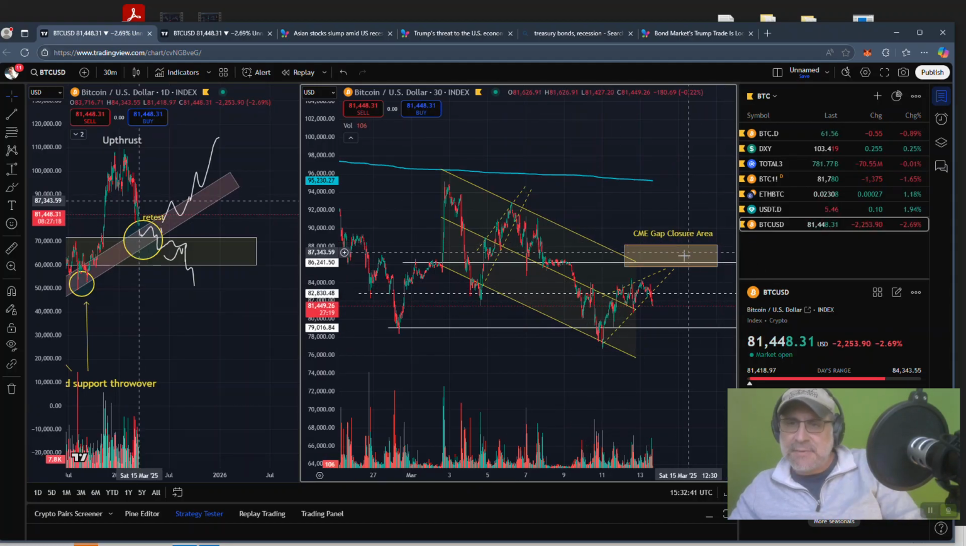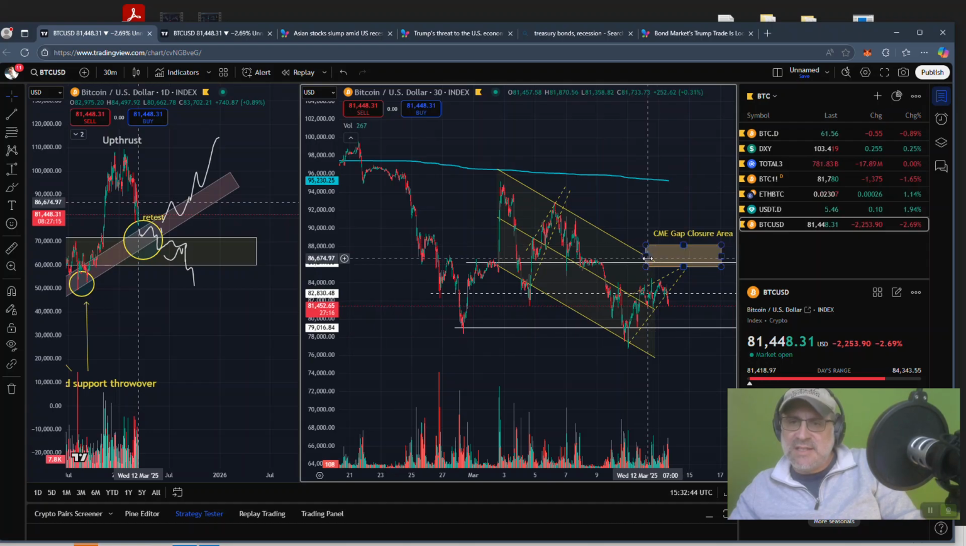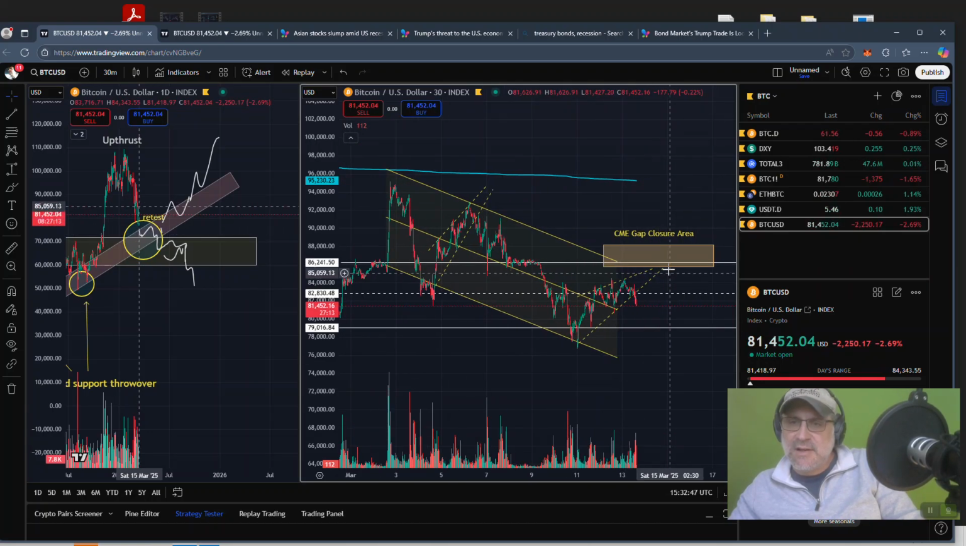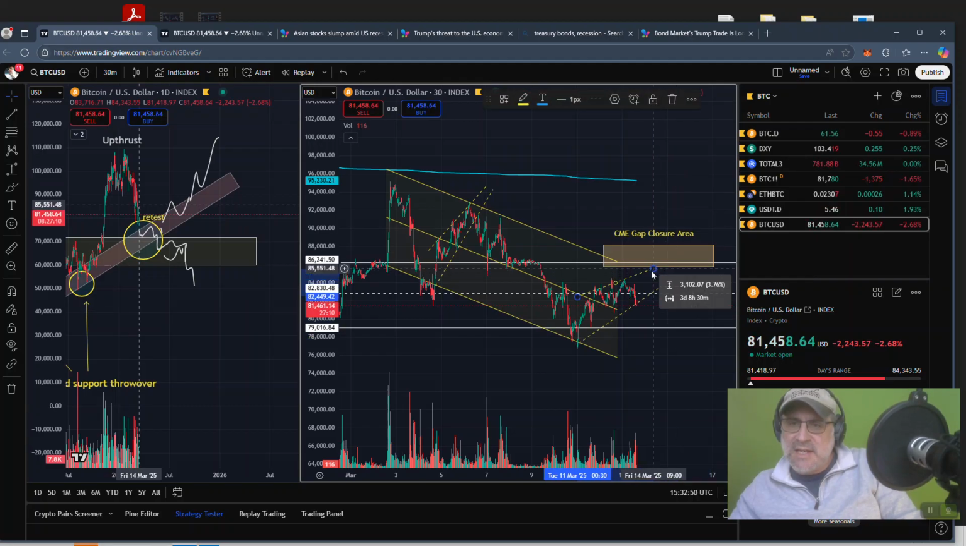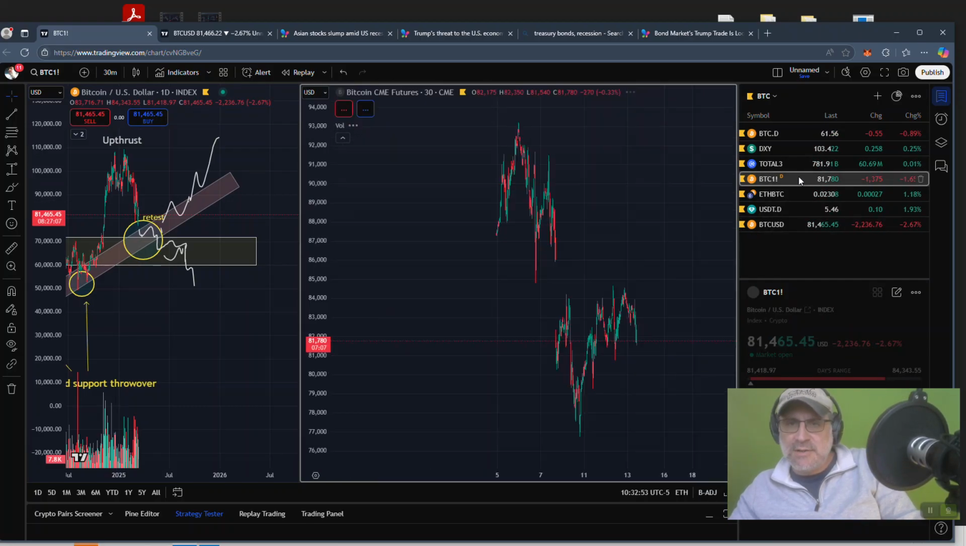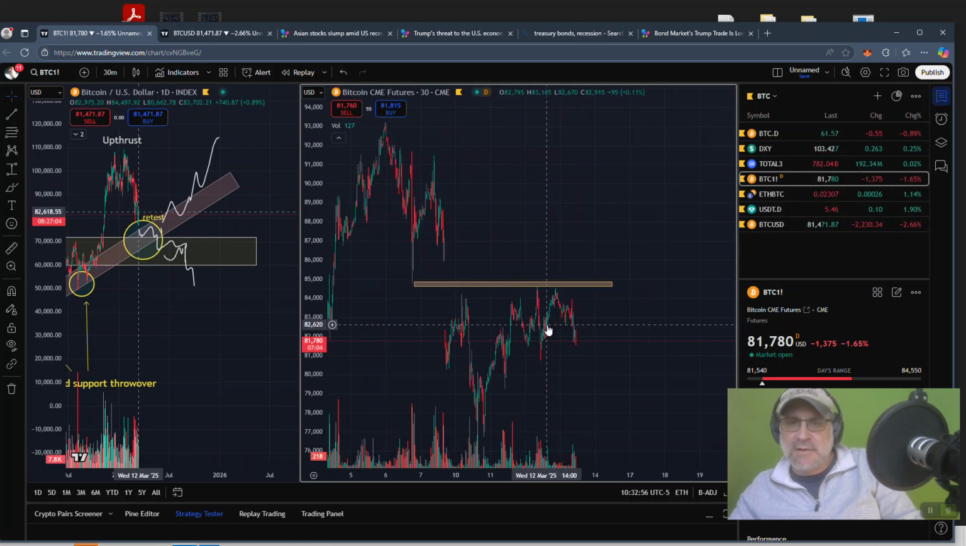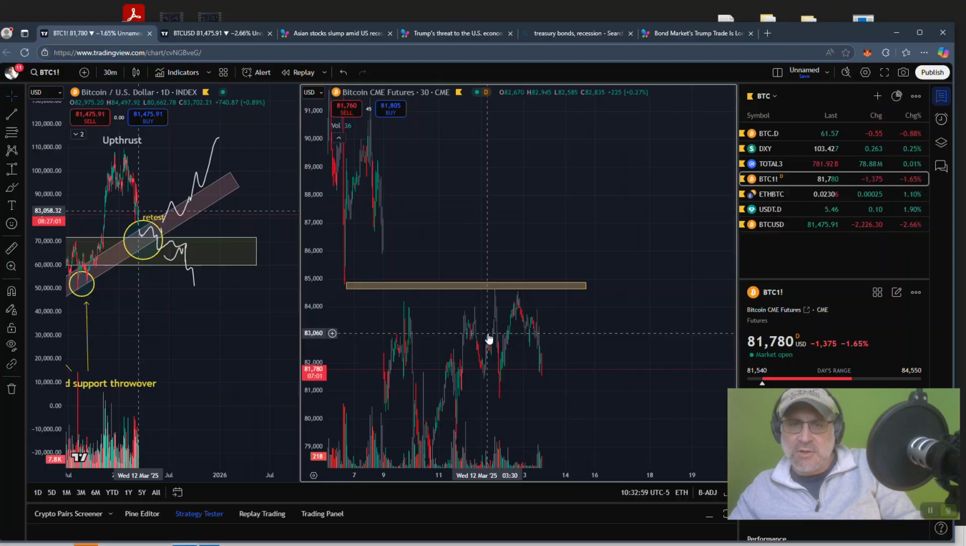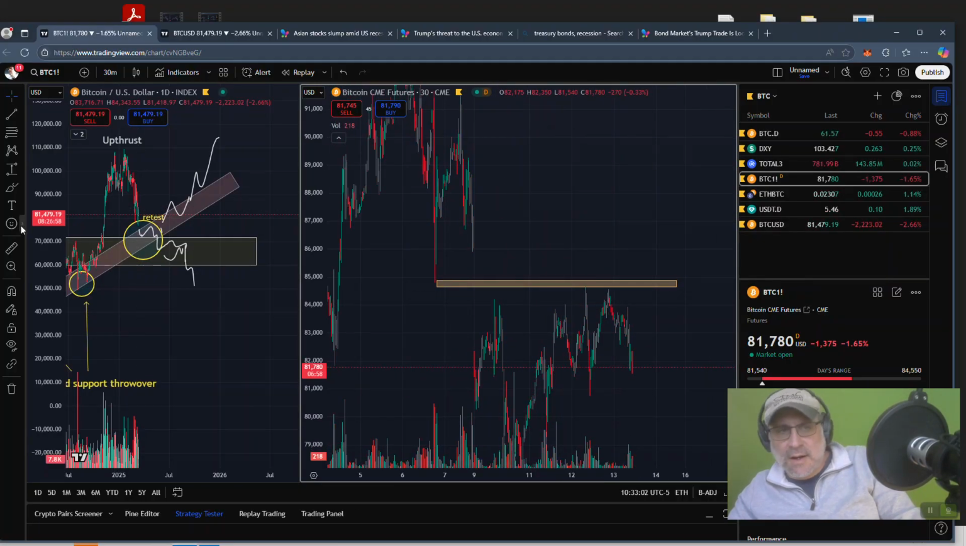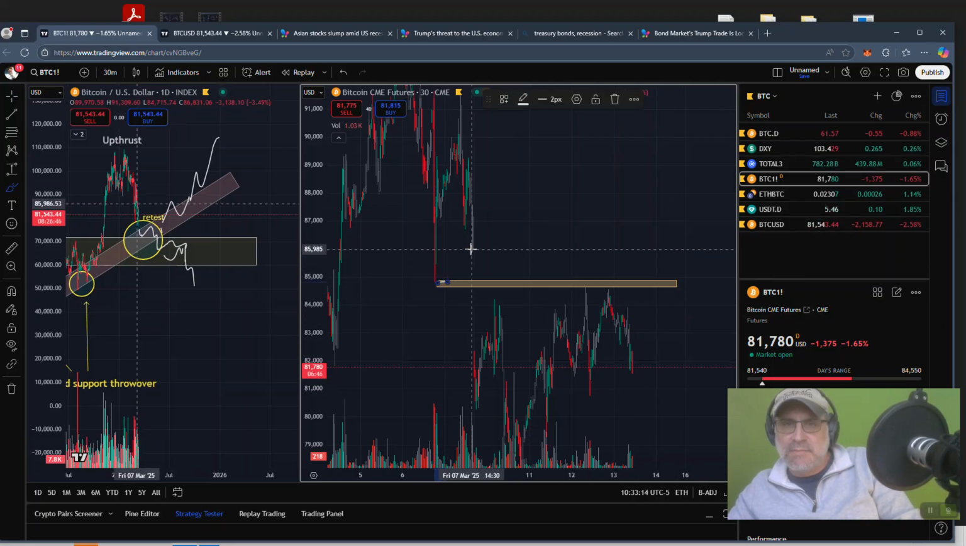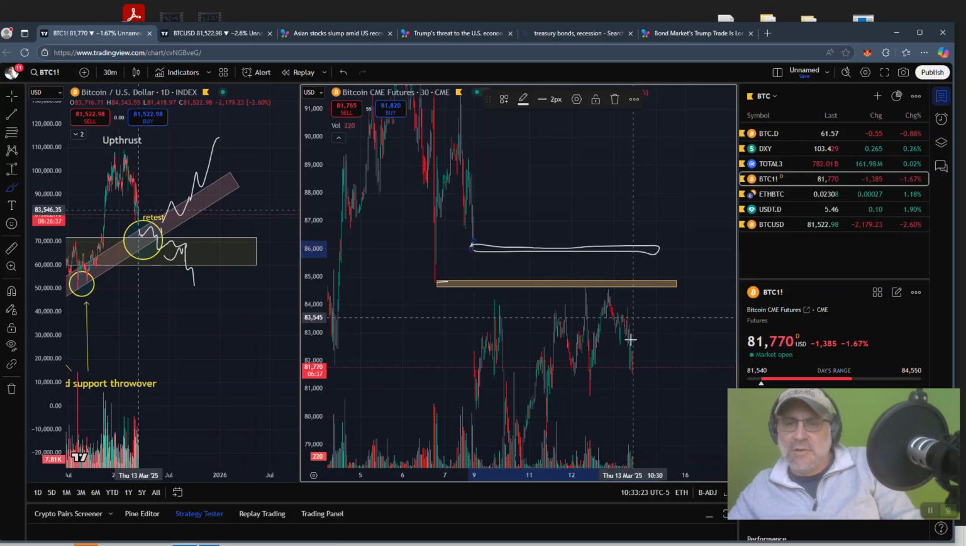We have a CME gap up here between $86,000 and $87,000. But now I'm suspecting we may not hit it, or we may have already breached it, like we see here. This is the CME Bitcoin futures chart. This was the gap, the last gap that we had. And then we came back up here, but then we would probably need to close this out. This is 86. So normally it closes it out.